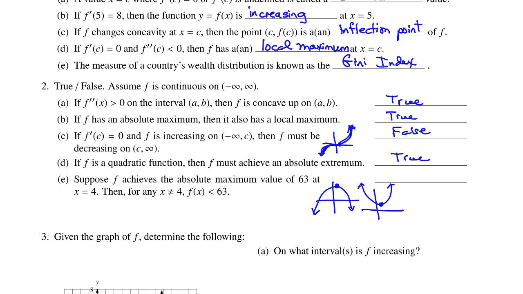E, suppose f achieves an absolute maximum value of 63 at x equals 4. Then, for any x that is not equal to 4, f of x must be less than 63. That is false. You could have another value of x where 63 is obtained again. So let's say here's 4, here's 63, and then there may be another one over here, like a 7, where it's equal to 63 as well. So you could have the maximum occur at two different places.